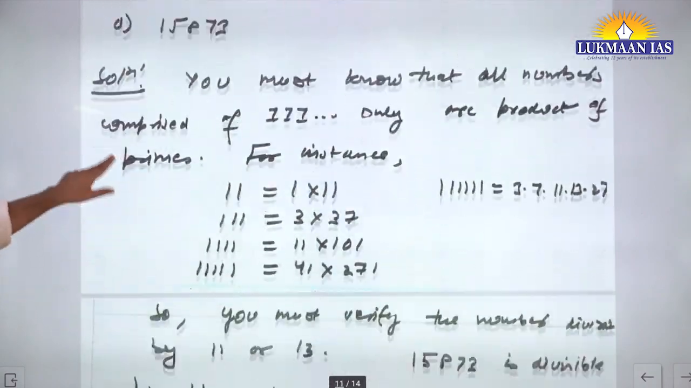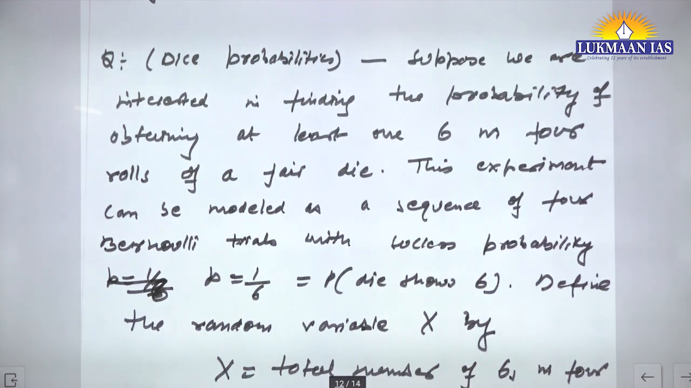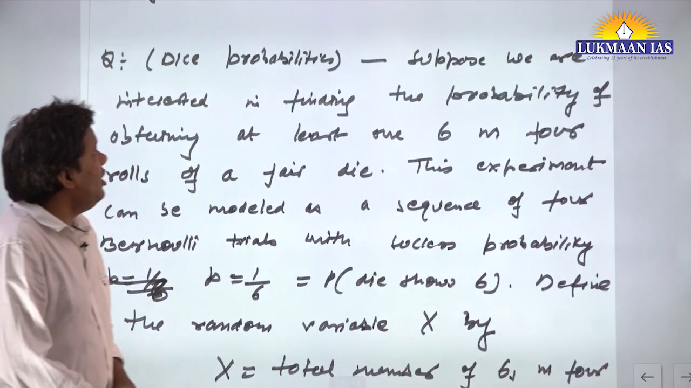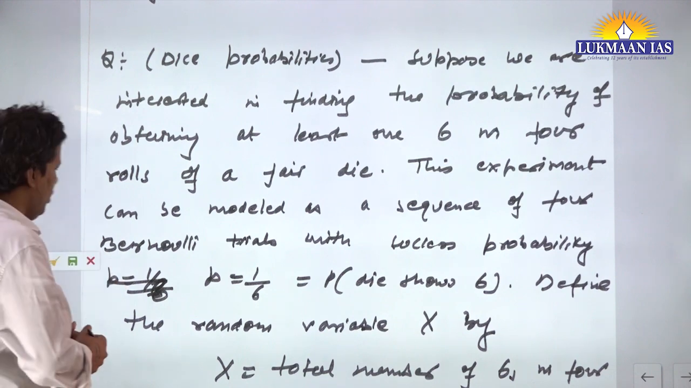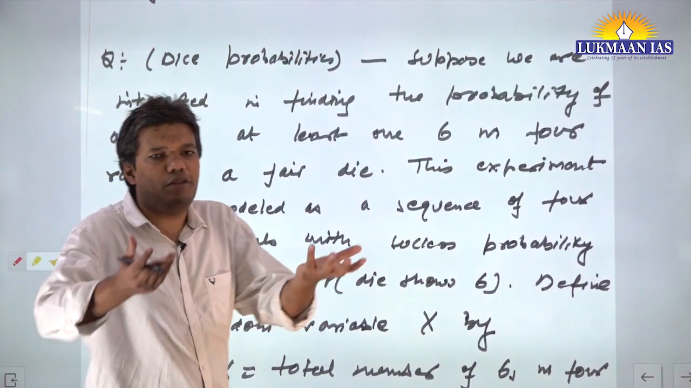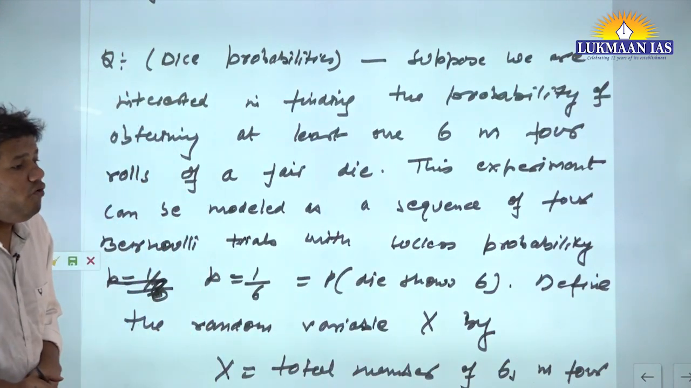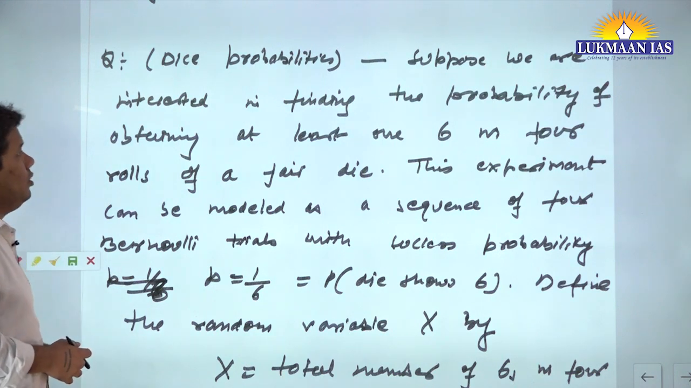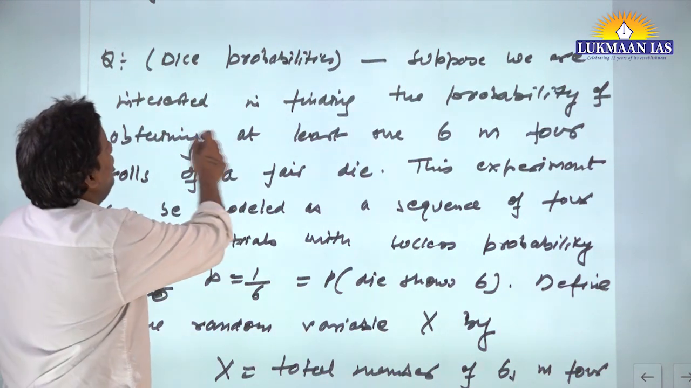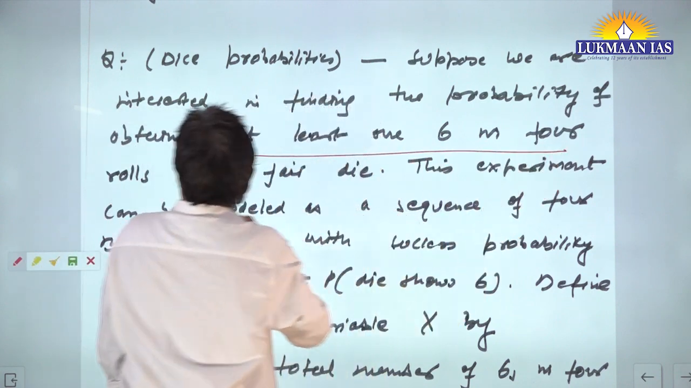So now we will take one more difficult question. This is the last question of today's lecture, and this is a dice probability. Before I read this question, see what it is about. The question is very simple. Let's say there is a die, right? You know there are 6 faces, and you are looking for the probability of at least one 6 in 4 rolls. Suppose we are finding the probability of obtaining at least one 6 in 4 rolls of a fair die.